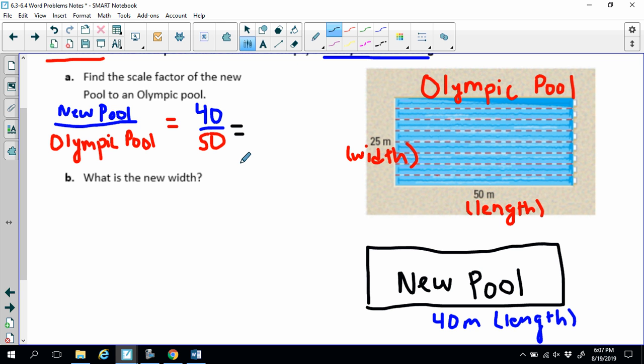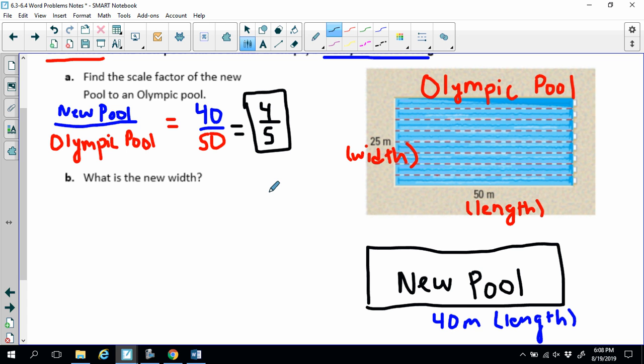Okay. So now make sure anytime that you have a fraction, always simplify it. So I can simplify 40 over 50, meaning that I want to find a number that can go into both. Well, a number that goes into both 40 and 50 is 10. So 40 divided by 10 gives us 4, and 50 divided by 10 gives us 5. So that means that our scale factor is 4 over 5.